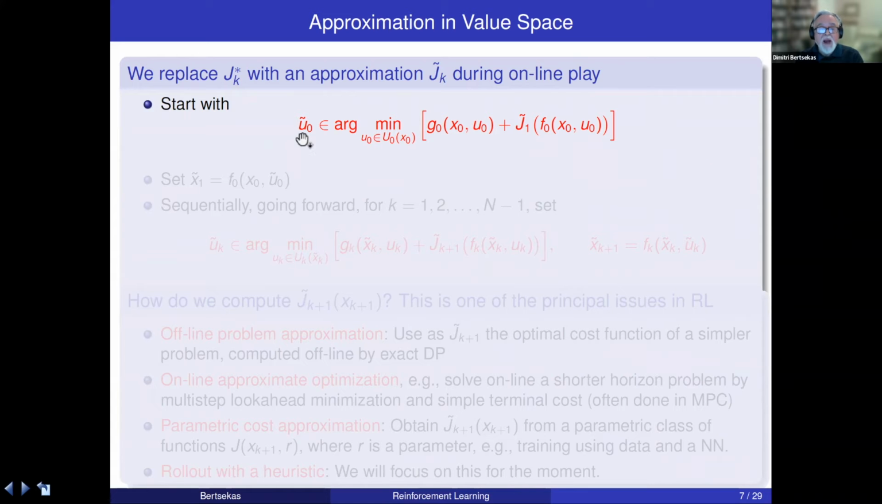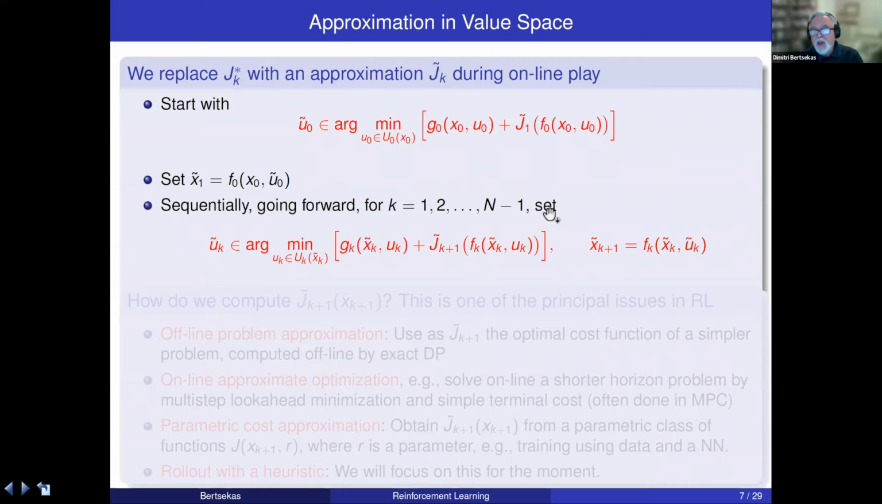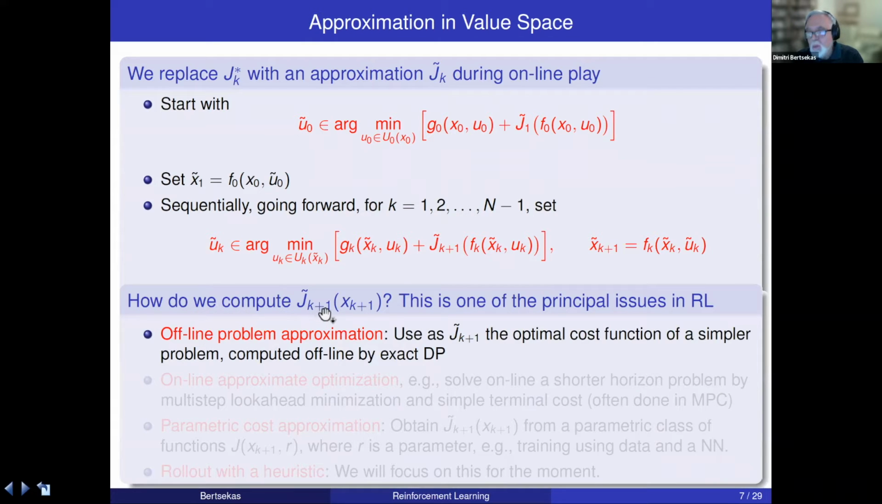And then we find this control, and then we go one step forward, and we sequentially go forward from x0 to x1, x2, and so on, each time selecting a control, this calculation, which is exactly the dynamic programming formula, but with J tildes in place of J stars. So if we know J tilde, that's much better calculation than doing this with J star. But how do we compute J tilde? Well, this is the million-dollar question, and it's one of the principal issues in reinforcement learning.